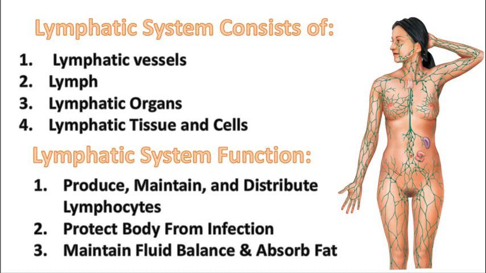In addition to this, the lymphatic system is also responsible for maintaining fluid balance and absorbing fat. So what it does is it absorbs fats and fat-soluble vitamins from the digestive system and subsequently transports those substances to the circulation. And it also returns excess interstitial fluid back into the circulation.